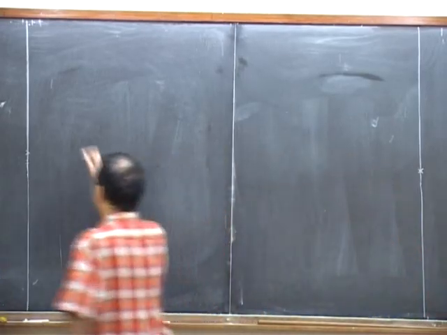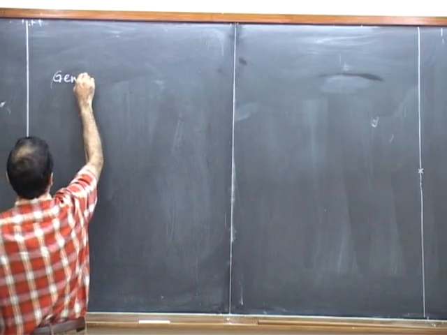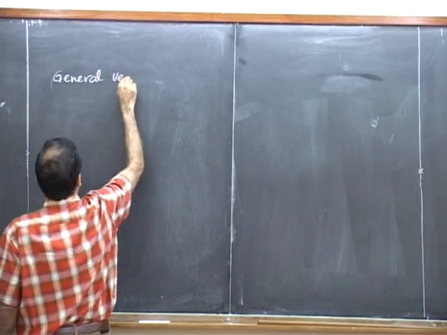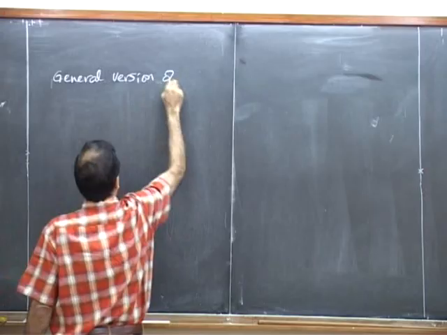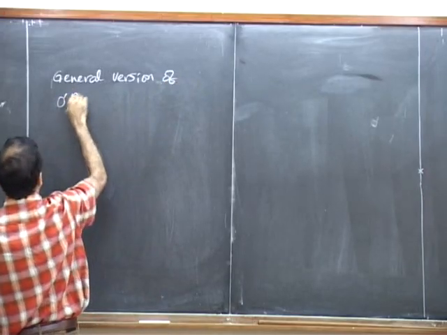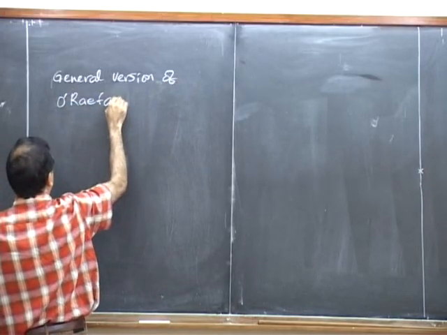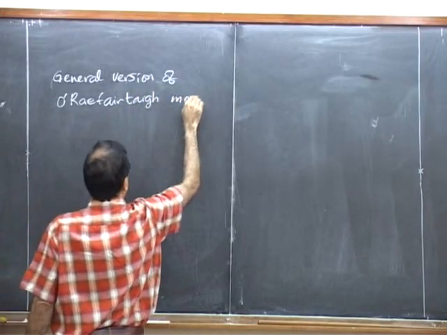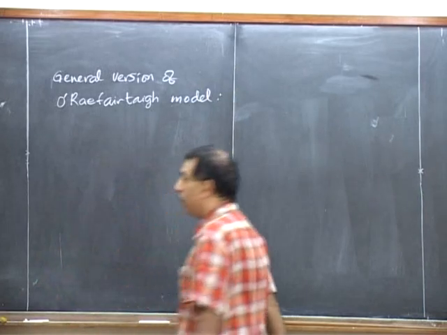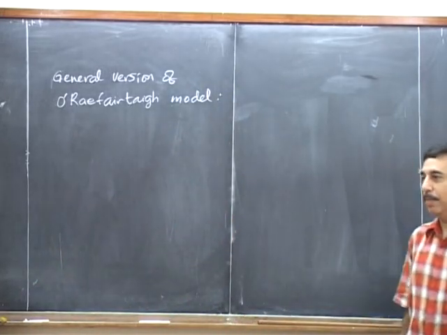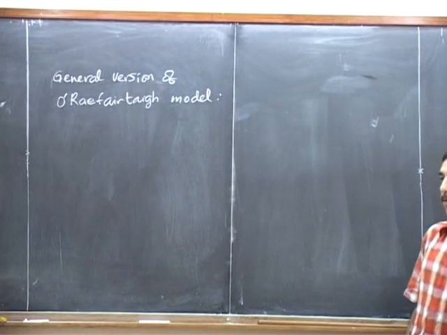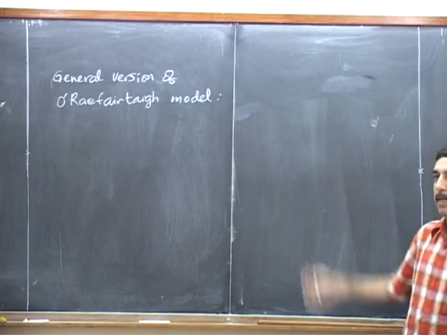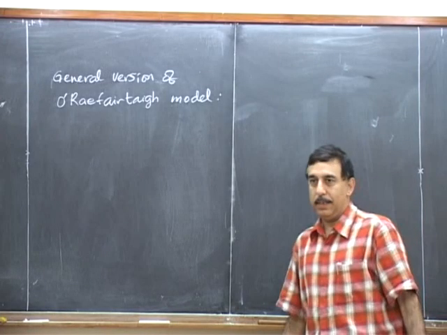One is that there's a very general version of the O'Raifeartaigh model. I know this is slightly off the point of the course, but it's so pretty that I can't resist telling you, because it explains how the supersymmetry breaking mechanism works, and it also gives us an insight into how to generalize this model.